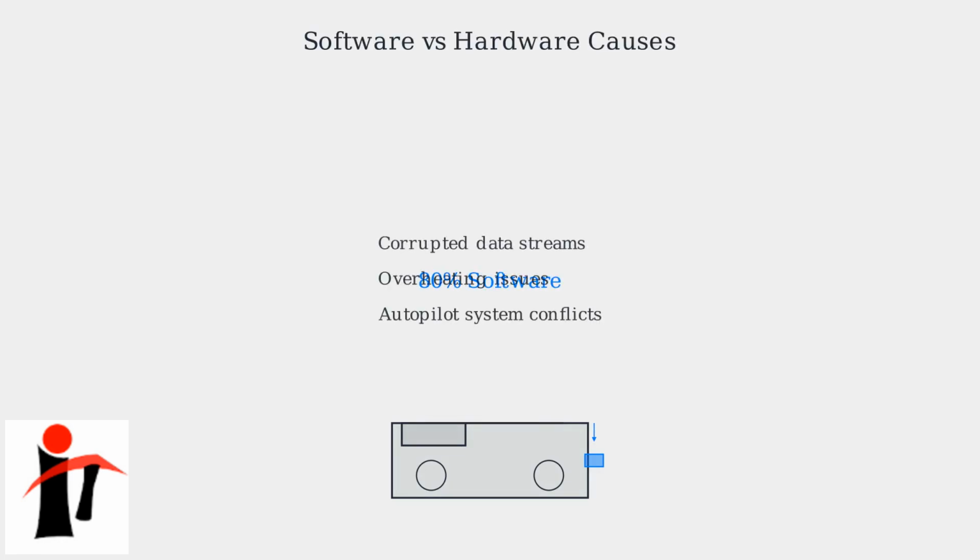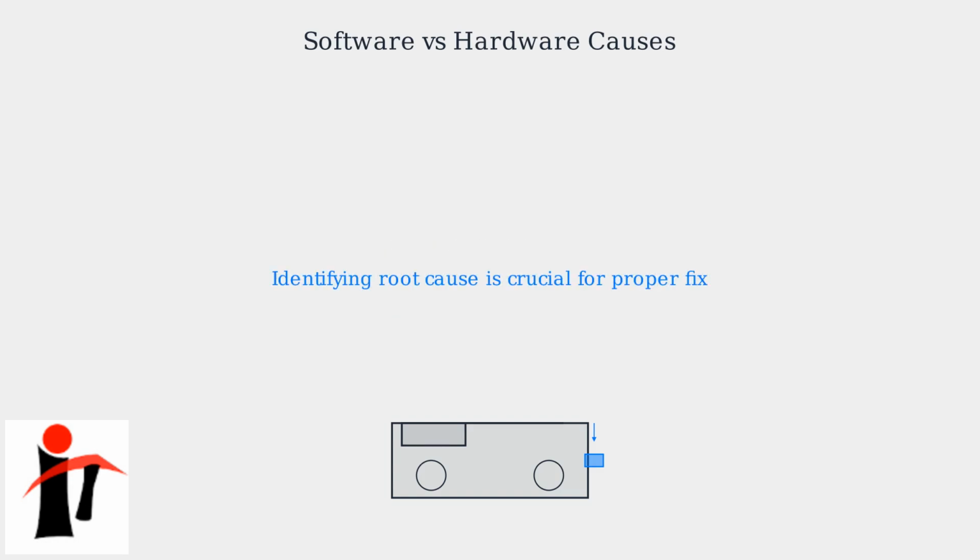Most Model 3 backup camera issues stem from software glitches, accounting for around 80% of cases. These can be triggered by corrupted data streams, overheating problems, or conflicts within the autopilot system. However, hardware problems can also cause issues, making up about 20% of cases. These include faulty camera modules, wiring corrosion, especially in high-mileage vehicles, or loose connections. Identifying the root cause is crucial for a proper fix, whether it's a simple software update or hardware replacement.